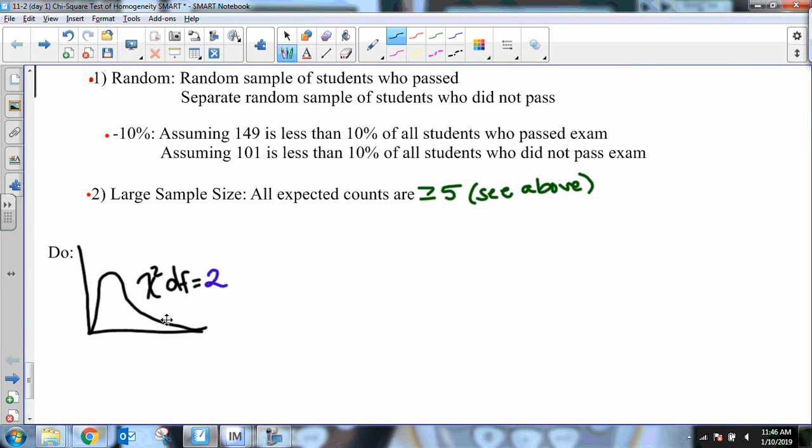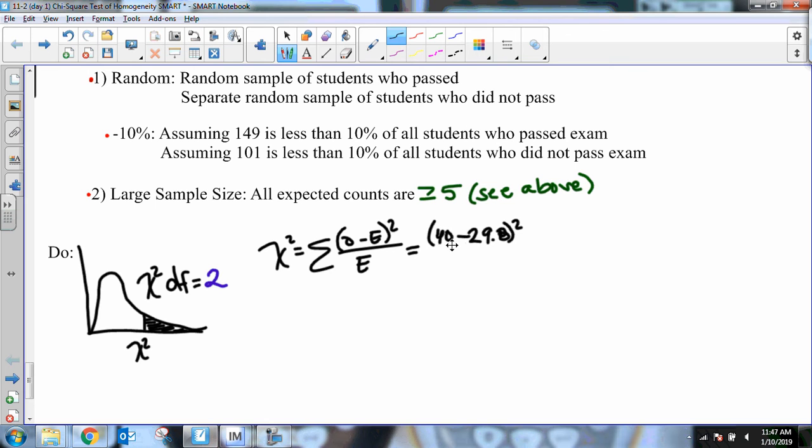Okay? So now we need to know the chi-squared value so that we could figure out the p-value. So chi-squared is equal to the sum of the observed minus expected squared over the expected. All right, and I showed you guys again how to do this quickly in the last video by typing them all into your calculator. So you can go back to the last video to watch it if you have to. I'm going to write down a couple of them. 40 minus 29.8 squared divided by 29.8. So that's the very first one for those who passed with the test prep book.